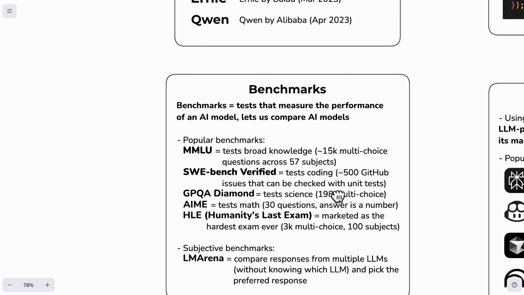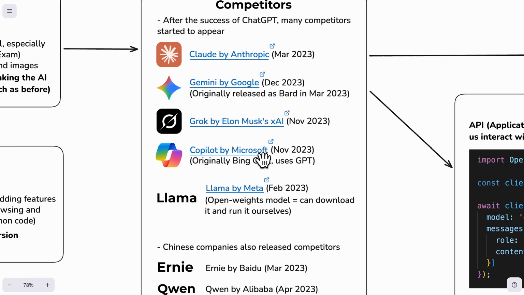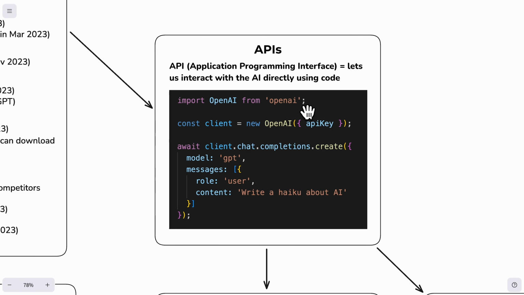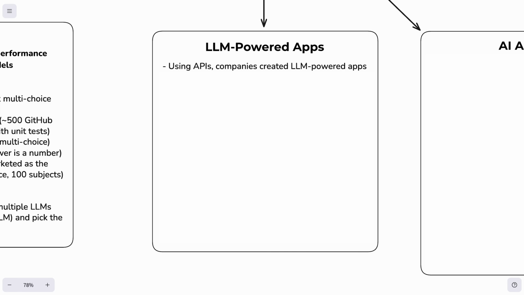So going back to the list of different LLMs that we had, in addition to a chat application like ChatGPT, companies also released APIs for their LLMs. API, or Application Programming Interface, basically lets us interact with the AI directly using code, like this. And using APIs, companies can create LLM-powered apps. An LLM-powered app is an app that uses an LLM for its main features, like coding or web search.